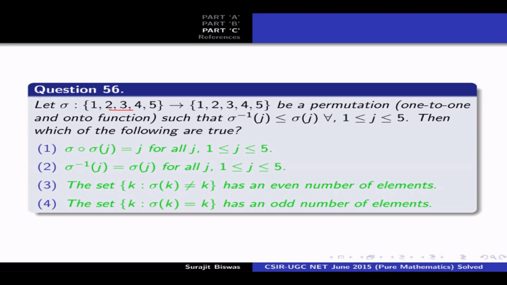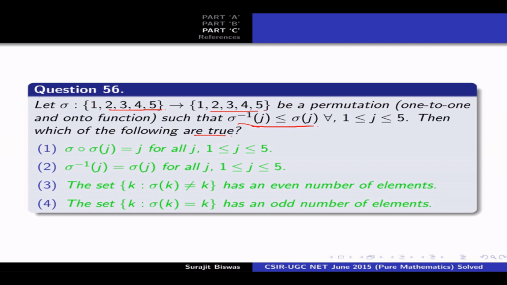Next question, question number 56. Let sigma from {1, 2, 3, 4, 5} to {1, 2, 3, 4, 5} be a permutation, that is, a one-to-one and onto function on {1, 2, 3, 4, 5}, such that sigma inverse of j ≤ sigma of j for 1 ≤ j ≤ 5. Then which of the following are true? So we have four options. First we want a characterization for this condition.